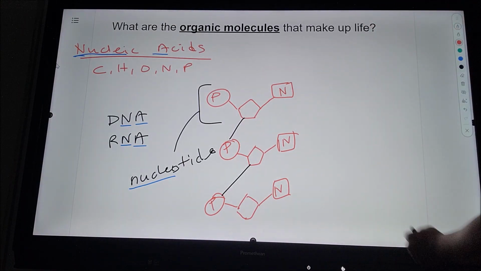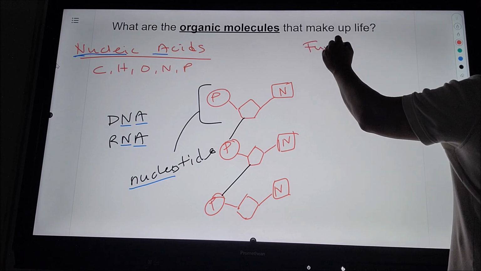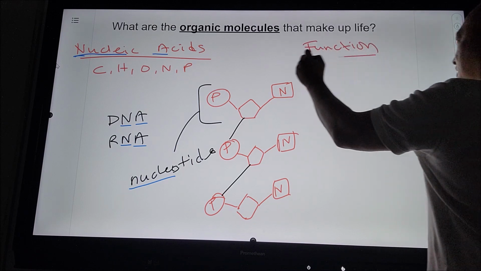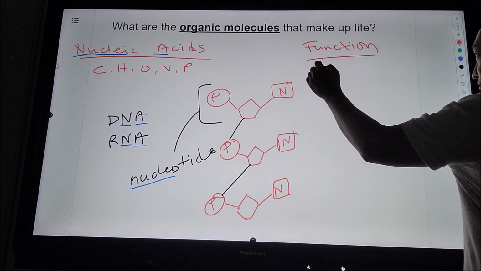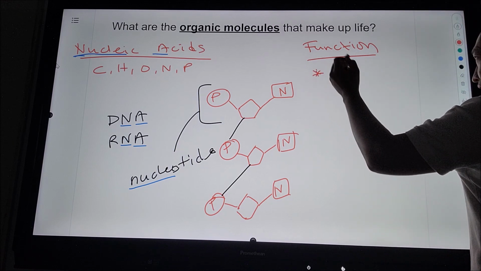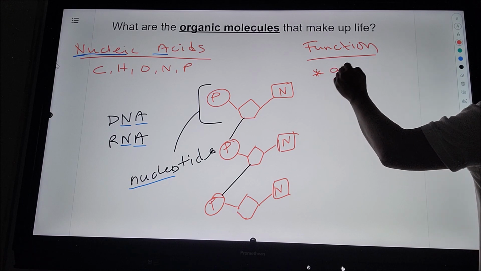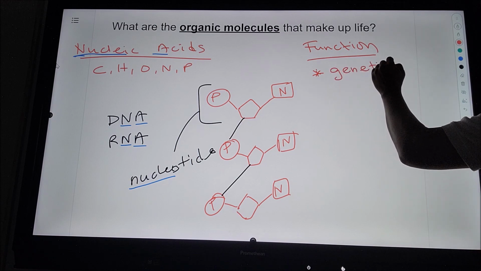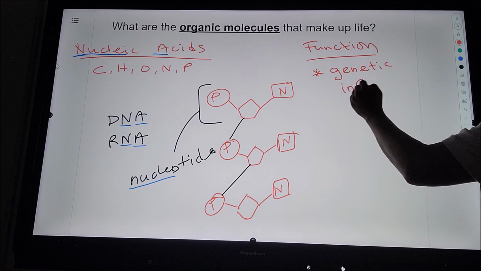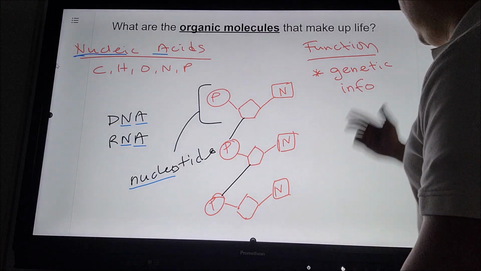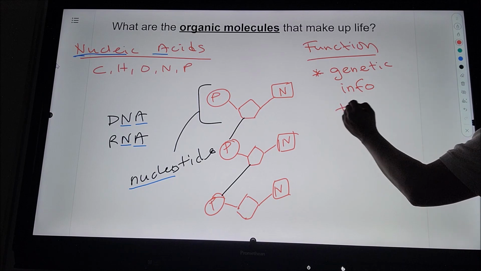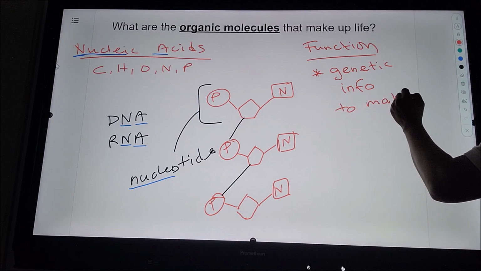Okay, so the function. The primary job of DNA and RNA is to store and decode genetic information. What that information contains is information to make proteins.